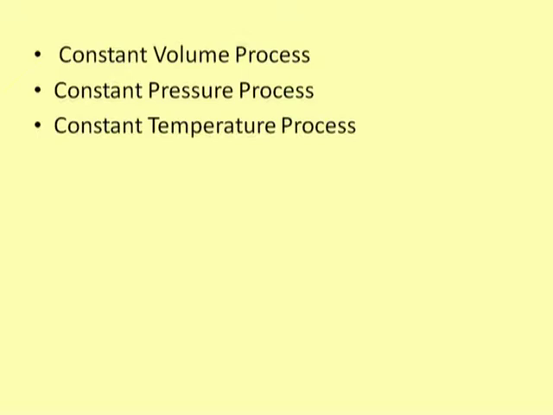Then we also learn the constant temperature process, which is called isothermal process. When the gas undergoes the process, during that process temperature remains constant. It is known as constant temperature process. Friends, today we are learning another very important process of these properties of gas, that is the adiabatic process. So what is an adiabatic process?